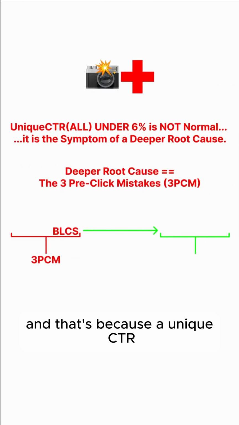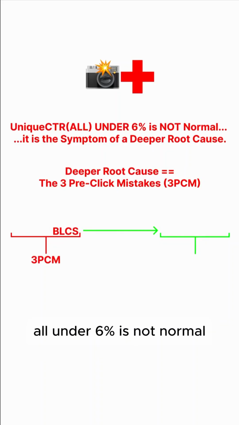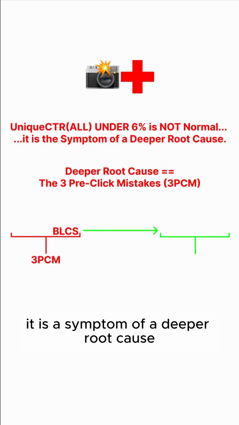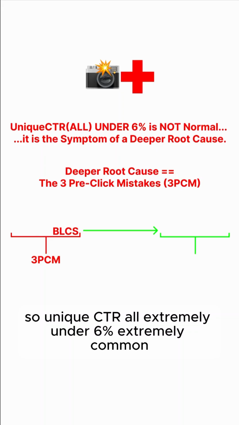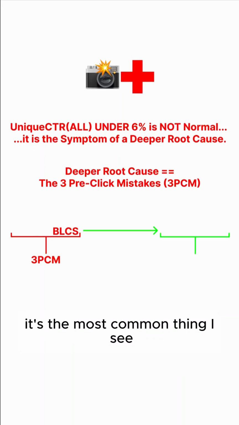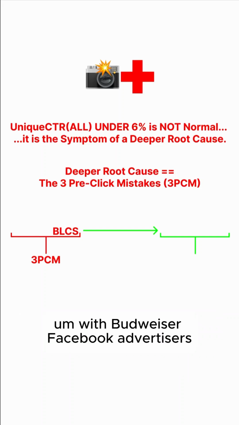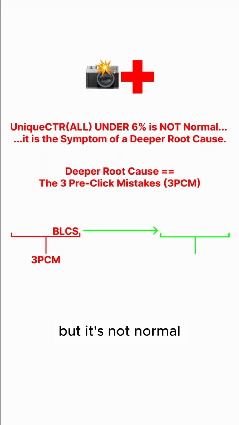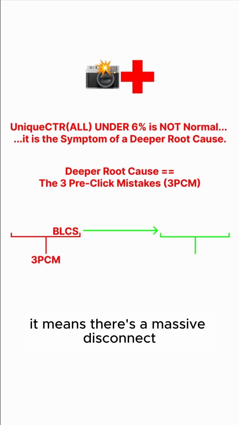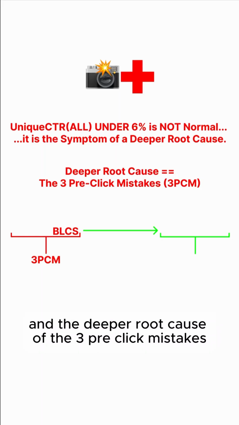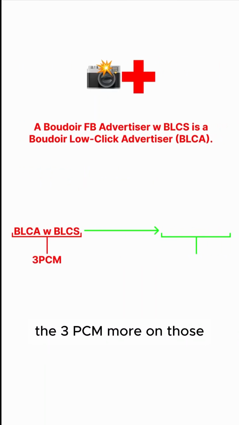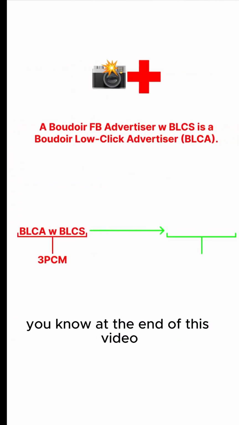And that's because a unique CTR all under 6% is not normal. It is a symptom of a deeper root cause. And that deeper root cause are the 3 pre-click mistakes. Unique CTR all extremely under 6% is extremely common. It's the most common thing I see with Boudoir Facebook advertisers. But it's not normal. It means there's a massive disconnect, massive problem in the ad. And the deeper root cause are the 3 pre-click mistakes, the 3 PCM. More on those at the end of this video.